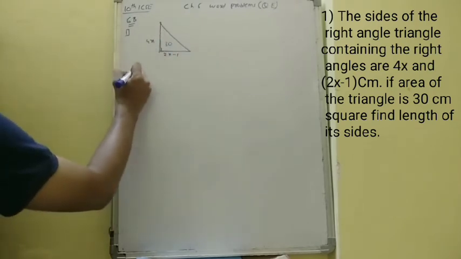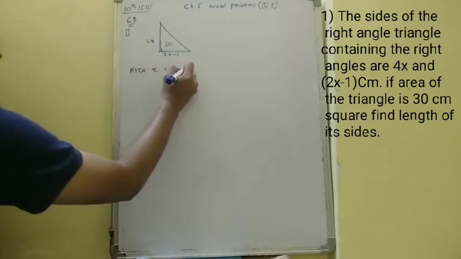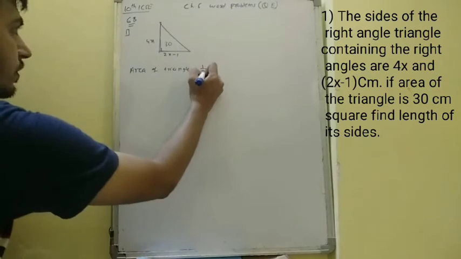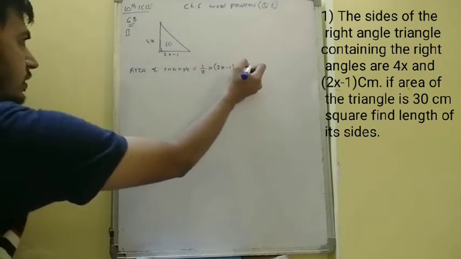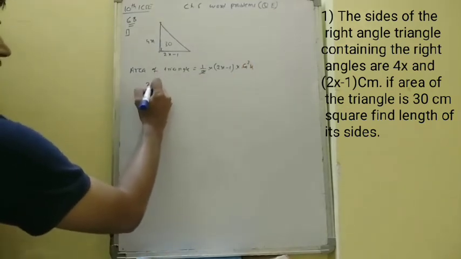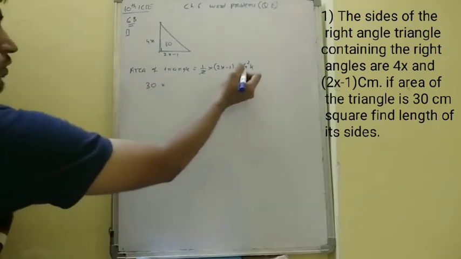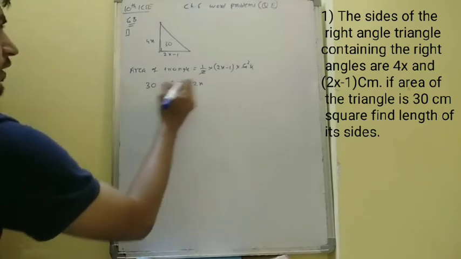Okay, so the area of a triangle is equal to half into base into height. So half into base, which is 2x minus 1, and height is 4x. We know the area is 30. So we have half into 2x minus 1 into 4x.